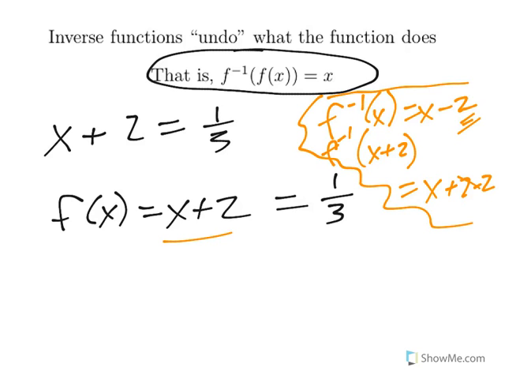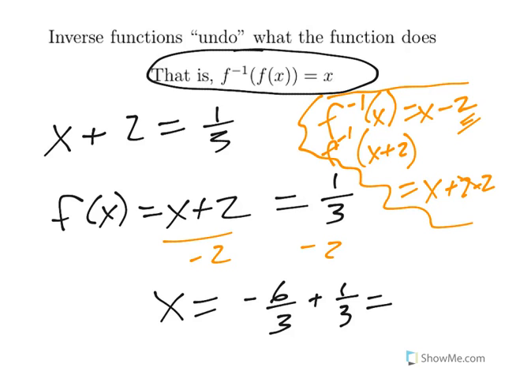So I'm going to subtract 2 from both sides, sort of undo that adding 2. So I subtract 2, and all of a sudden I've isolated the x. A third minus 2, that looks like negative 6/3 plus 1/3. And I get this negative 5/3, the actual arithmetic of figuring out what number I would add to 2 to get a third.